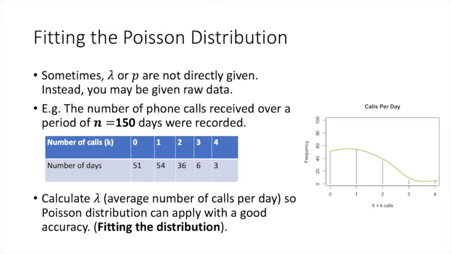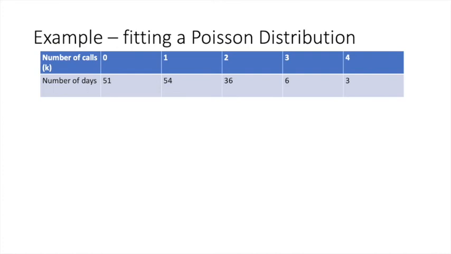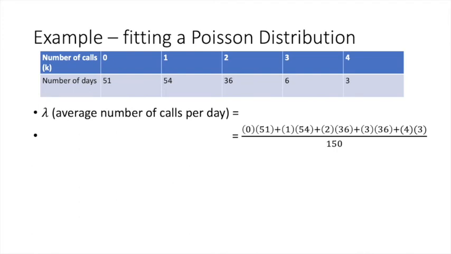So to fit a Poisson distribution on this data, what is it that we need to do? We have to estimate lambda, that is the average number of calls per day. So to compute the average calls per day, we simply compute the average so that each number of calls is multiplied by its frequency and is divided by the total number of days, and that total number of days is 150. And thus we receive 1.04 calls per day on average.